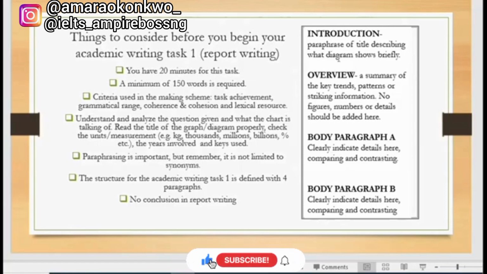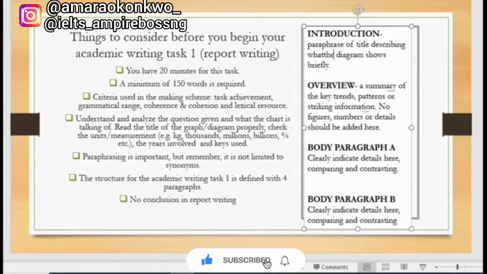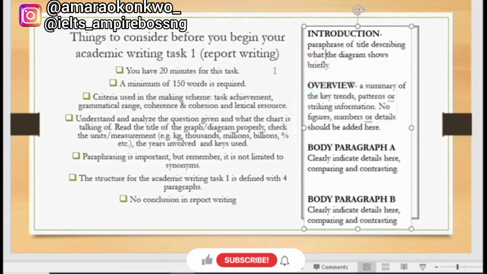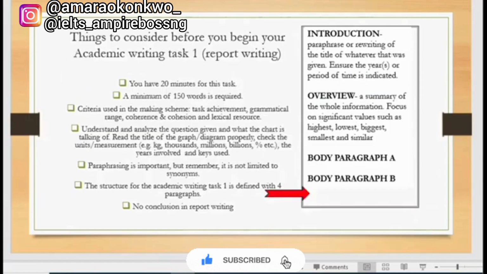So let's go through this structure again, because I added additional information here. As I said earlier, your introduction is a paraphrase of the title, describing what the diagram shows briefly. I've given you 2 explanations on what your introduction means. We've said that it is a paraphrasing or writing of the title that was given. You understand? We've said it in this previous slide.